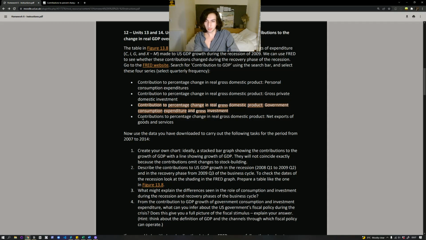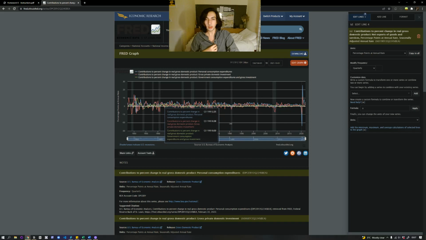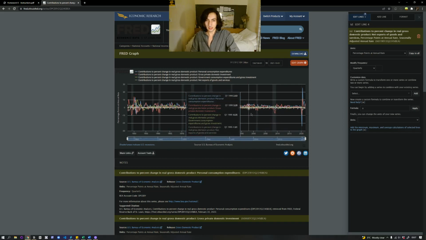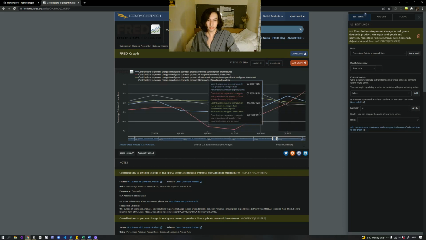And you'll have contributions to percentage change in real gross domestic product, net exports of goods and services. And yeah, that's it. Okay, we're going to add that data series. So you should now have a series of 4 lines. We are now going to slim it down. So let's get back to 2008 quarter 1 and 2009 quarter 3. And you can see here how it's moving.